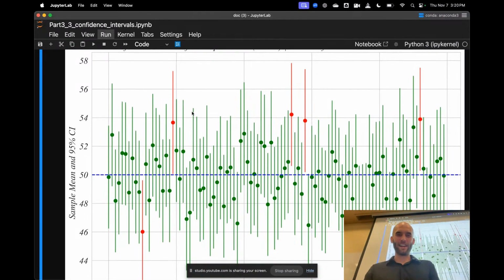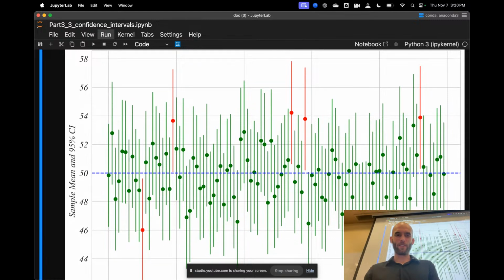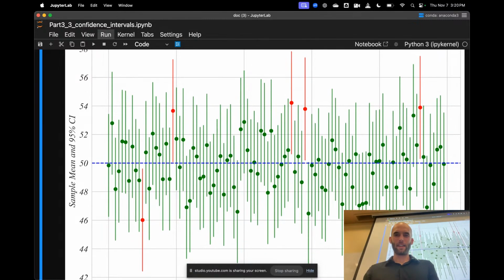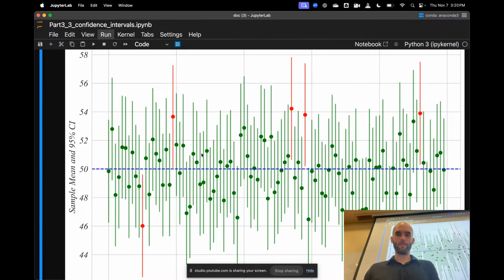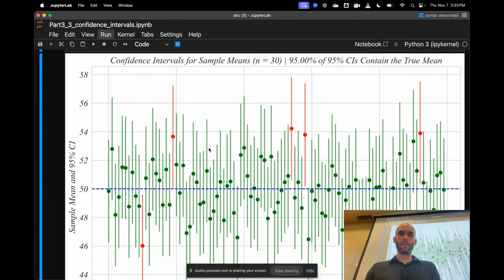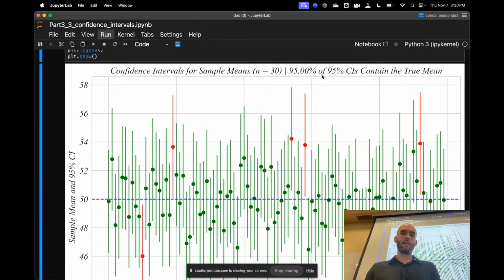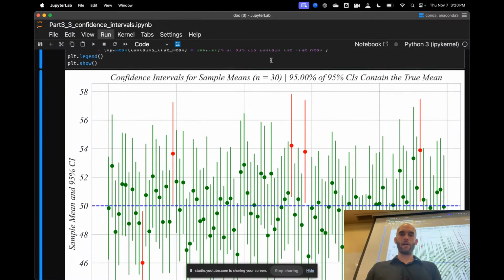All right. So this is the basic idea. This is why confidence intervals are powerful, because 95% of the time when we run this, the truth will live within the 95% confidence interval of the estimate. All right. So very nice. And here we can see actually exactly 95% fall within the 95% confidence interval.